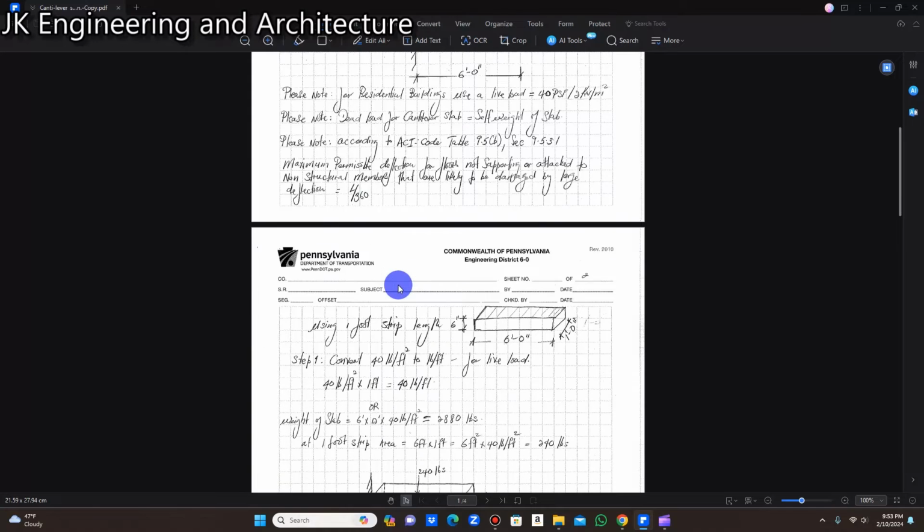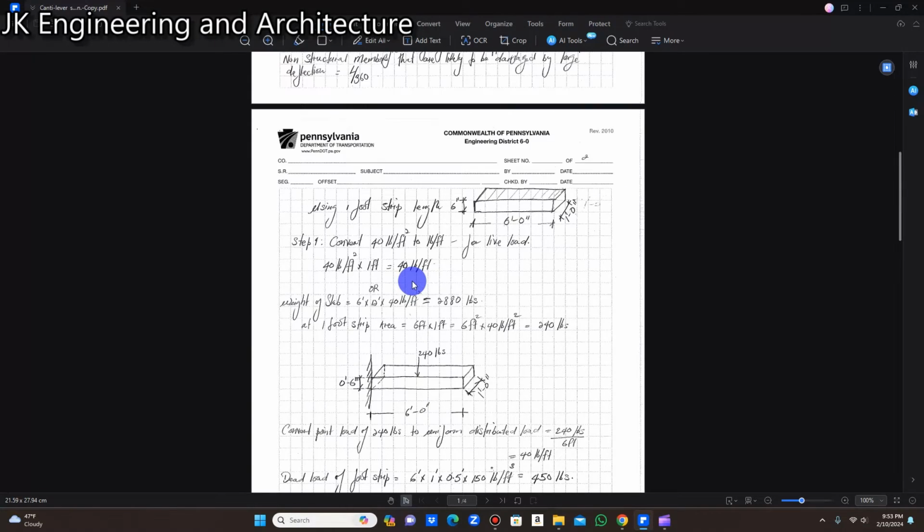All right. Now, to go into the calculation, we're using a 1 foot strip, which is 6 inches in thickness. So it is 6 inches in thickness, 6 feet in terms of the length of projection away from the building, and a 1 foot strip. So we only design for 1 foot.